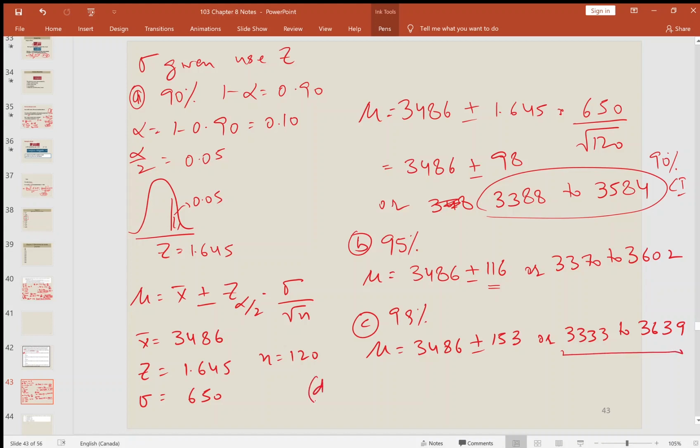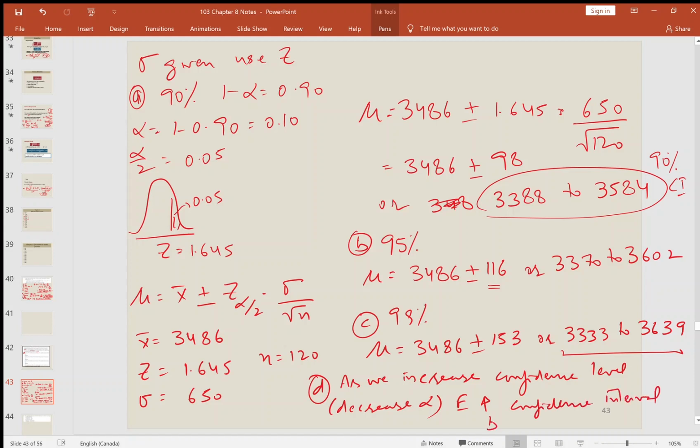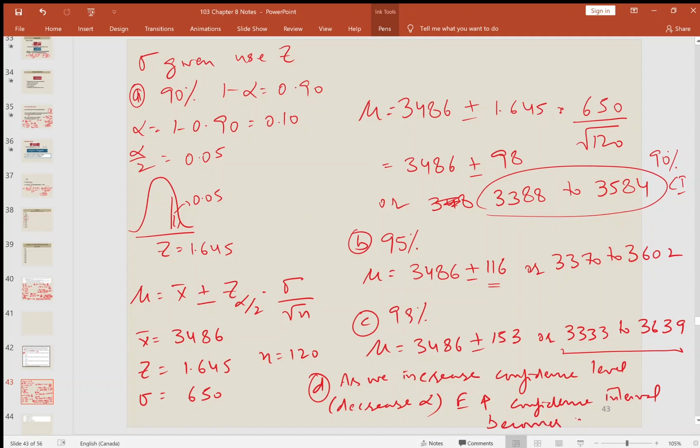So what is happening as we increase the confidence level? In other words, as we decrease alpha, margin of error E goes up and the confidence interval becomes wider. And why is that the case?